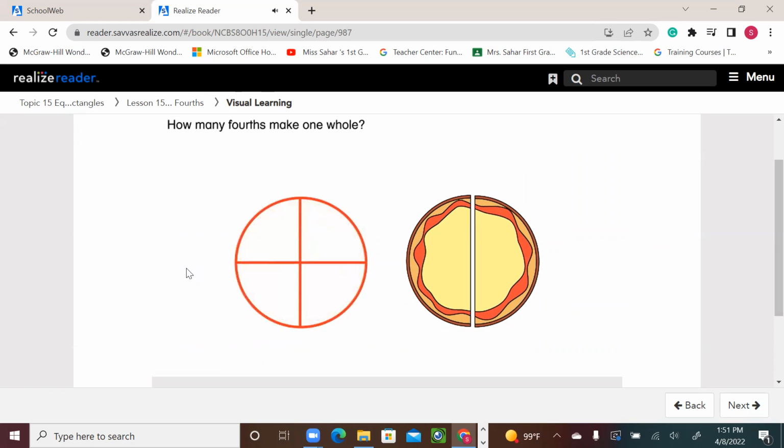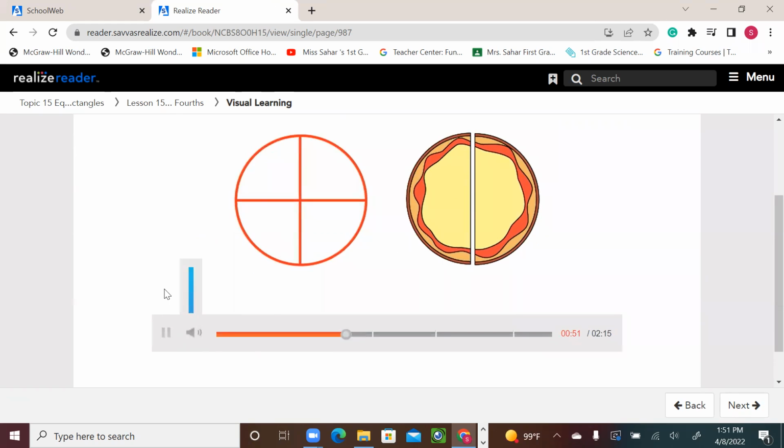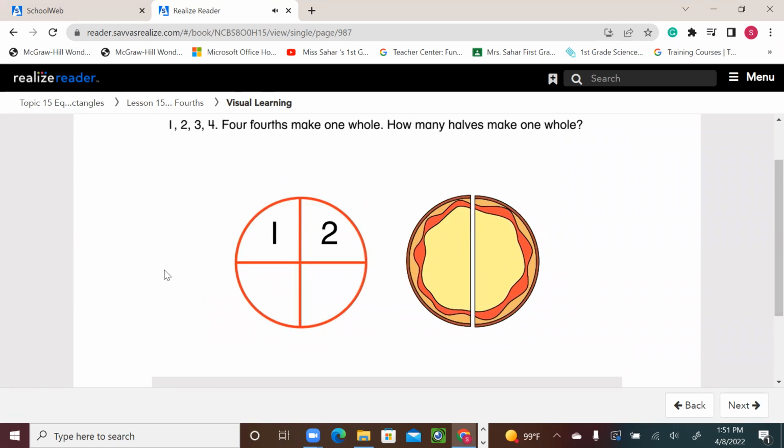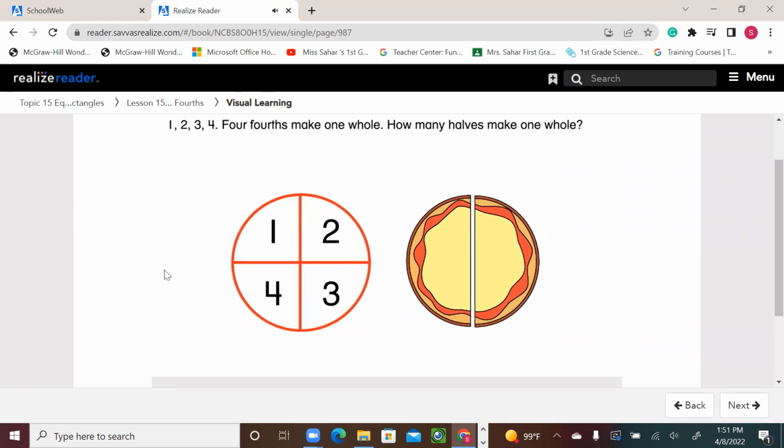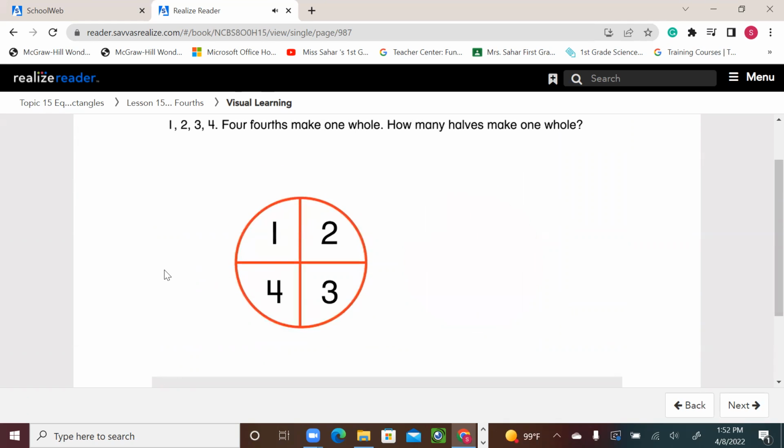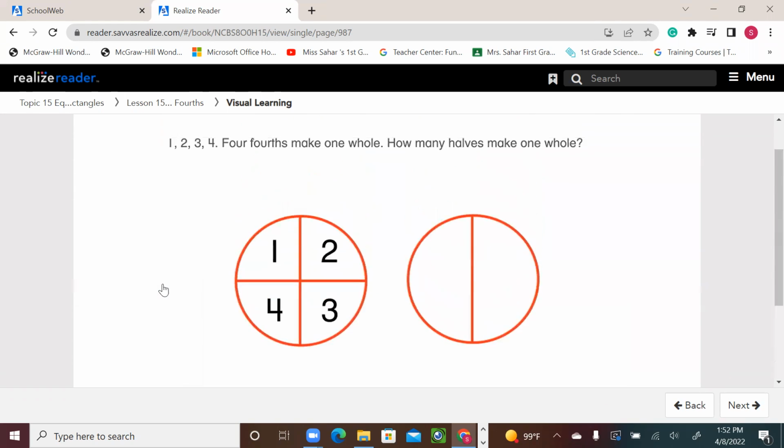How many fourths make one whole? All right, how many fourths or how many quarters? So 1, 2, 3, 4. 4/4 makes one whole. How many halves make one whole? 1, 2. 2 halves make one whole.